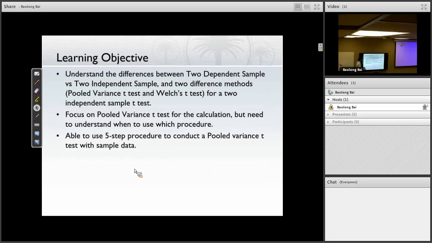So learning objective, again, for two sample problem, you need to identify the two samples being dependent and independent. And here we're only going to focus on independent samples. Right? We already talked about dependent sample last class. That will be using a pair t-test process.